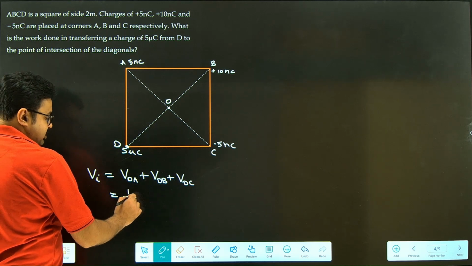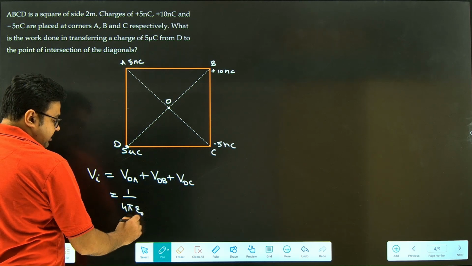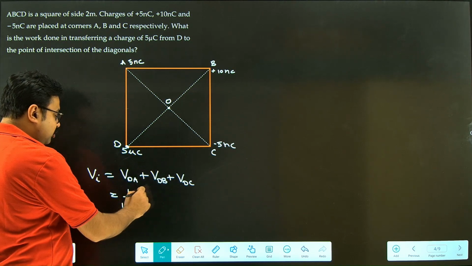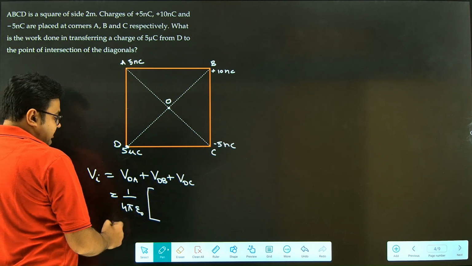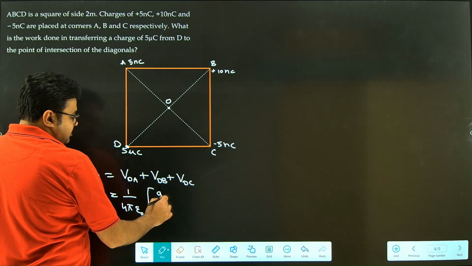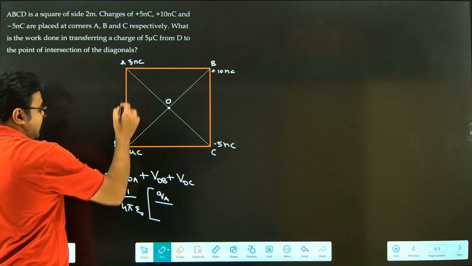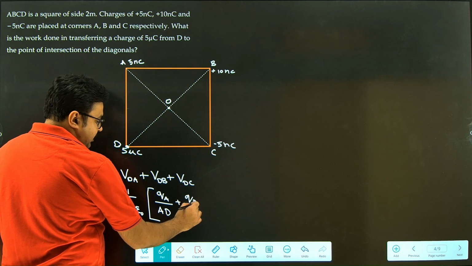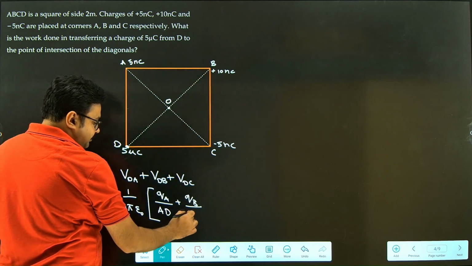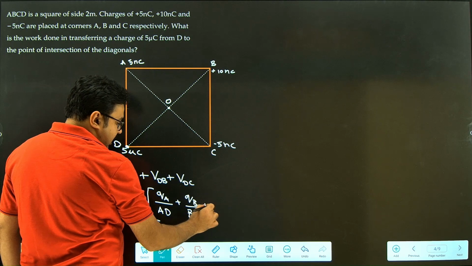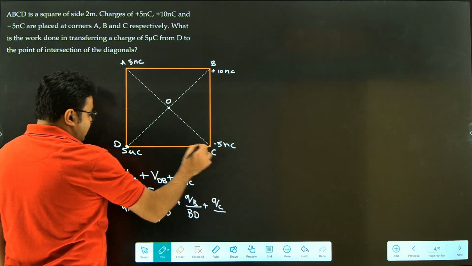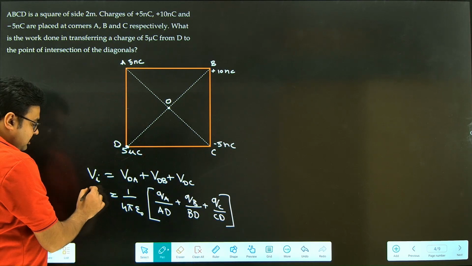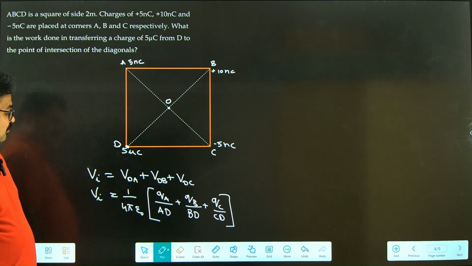Now there is a 1 by 4 pi epsilon naught in each of these terms. So I'd like to pull that out as a common factor. Inside you will have charge placed at A divided by AD plus charge placed at B divided by BD plus charge kept at C divided by CD. This is the potential at the initial point.